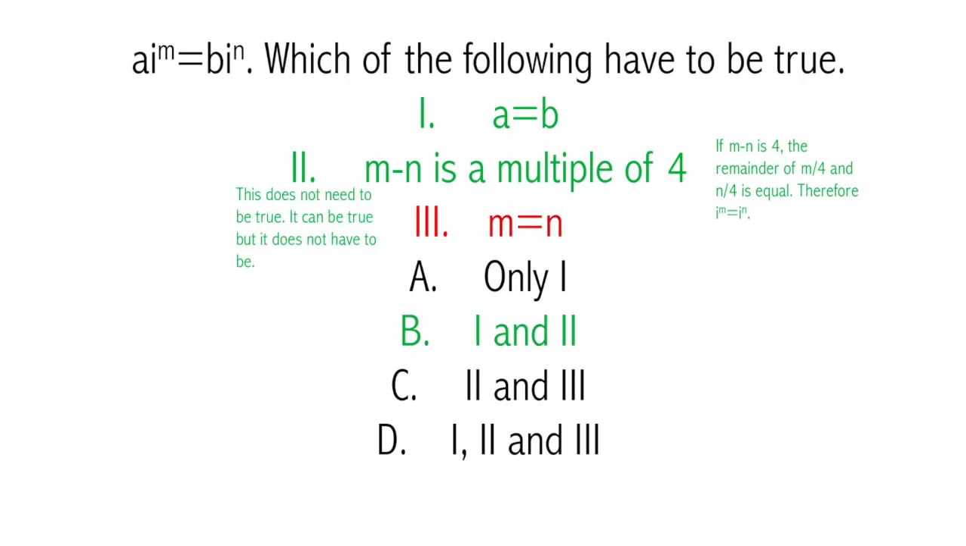Third, m is equal to n. This does not need to be true because as we saw, i raised to the power 9 is equal to i raised to the power 13, and 9 and 13 are not equal. This can be true, so m and n can be equal and even then that would work, but it does not need to be, and therefore the answer is 1 and 2, or option B.